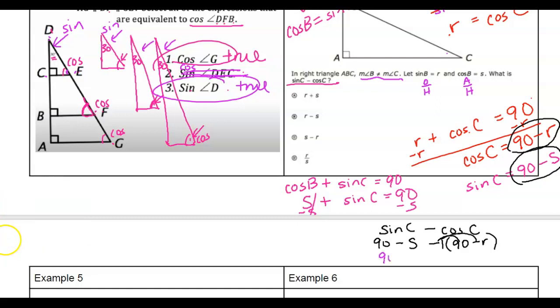So then I get 90 minus s. -1 times 90, and -1 times -r is positive r. So then we can combine like terms. 90 minus 90 cancels out. And so I'm left with -s plus r. Well, we don't have to write it that way. We can change the order. I could put the r first and the -s second. So r minus s.